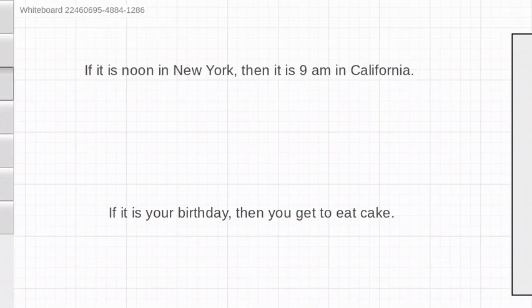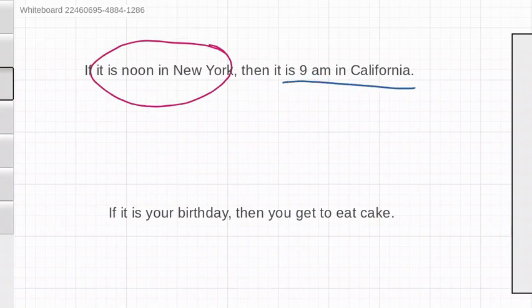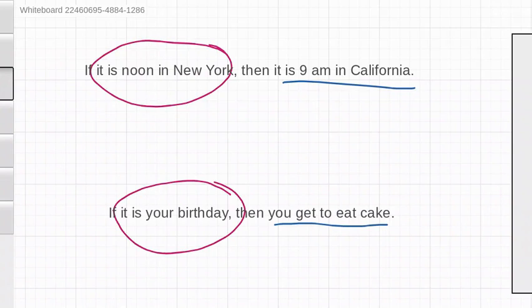Let's try and practice. If it is noon in New York, then it is 9 a.m. in California. We know that if goes with hypothesis and then goes with conclusion. So we're going to circle our hypothesis, which is it is noon in New York. Then it is 9 a.m. in California. We know that then goes with the conclusion, so we'll underline our conclusion, which is it is 9 a.m. in California. A tip, do not include if/then when stating the hypothesis and conclusion. So let's do the other one. If it is your birthday, then you get to eat cake. It is your birthday is the hypothesis, and you get to eat cake is the conclusion.